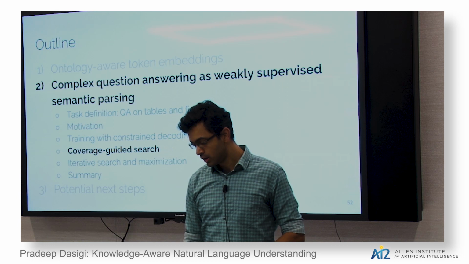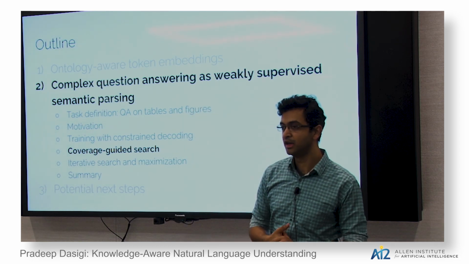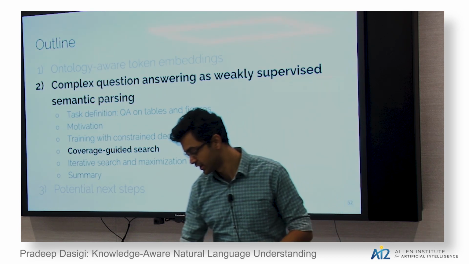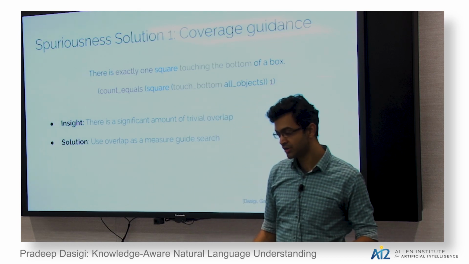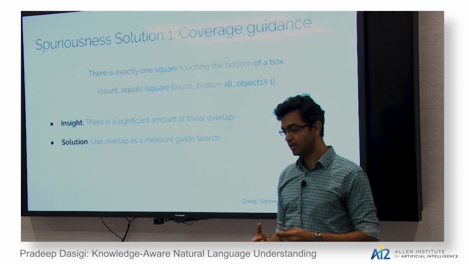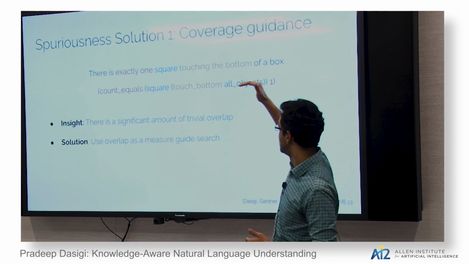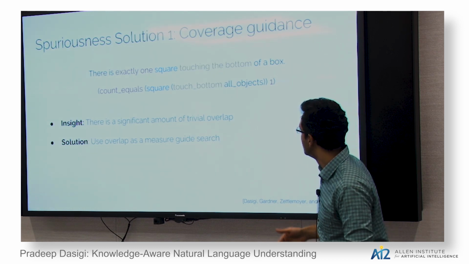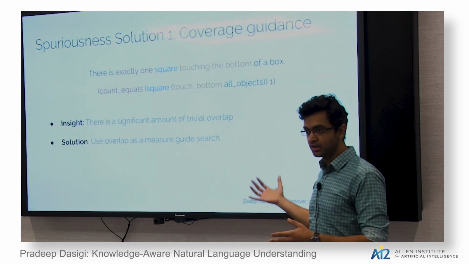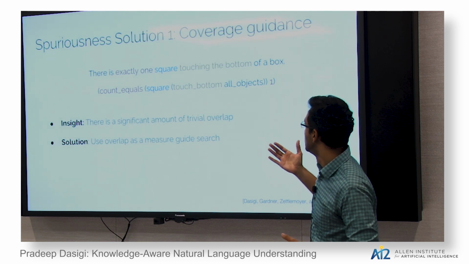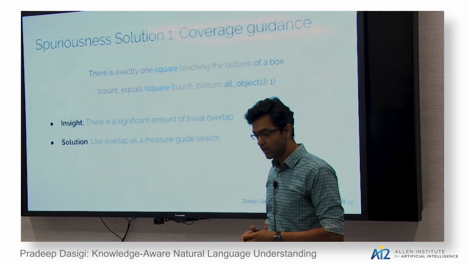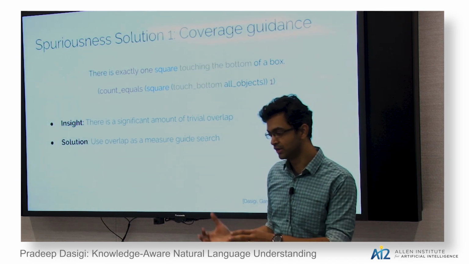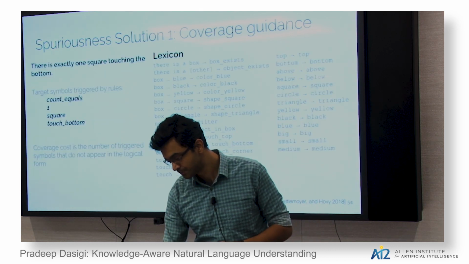Right. So now that I've described how we are training the system, let us look at the first solution for spuriousness that I mentioned before. The first one is coverage-guided search. The insight here is that if you're mapping a sentence like this, there is exactly one square touching the bottom of a box, to a logical form like the one that I've shown before, there is a significant amount of trivial overlap between the words in the utterance and the functions and the entities in the logical form. We can actually leverage that, and we can use the overlap as a measure to guide search, and that is the key insight behind coverage guidance.